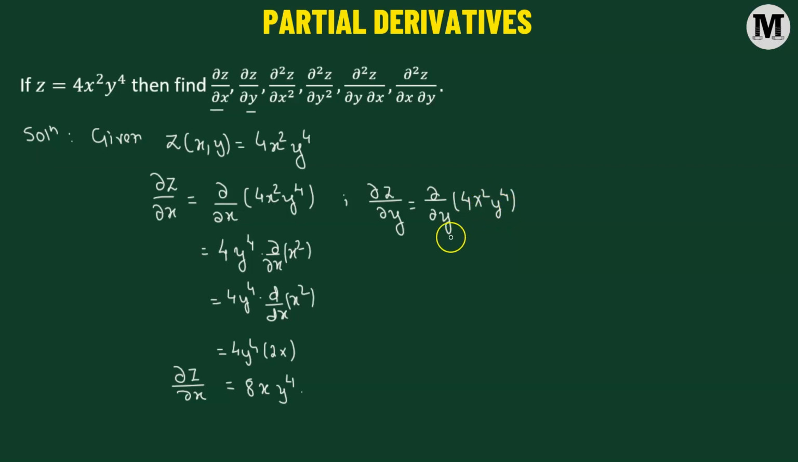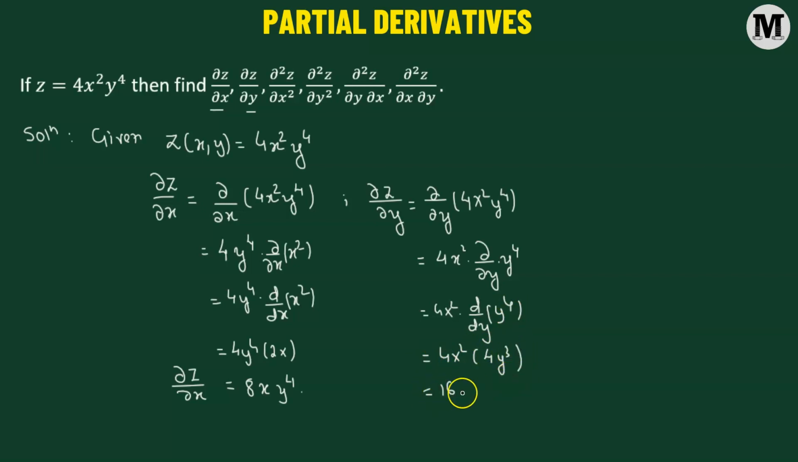That means x squared is a constant. Let's pull 4 times x squared from inside of the derivative. This will get simply multiplied to partial with respect to y of y raised to the power of 4. Or you can say 4x squared times the ordinary derivative of y raised to the power of 4 with respect to y. So that means the derivative of y raised to the power of 4, that's going to be simply 4 times y cubed. That finally we get the value 16x squared y cubed. So this is the partial derivative of our function z with respect to y.